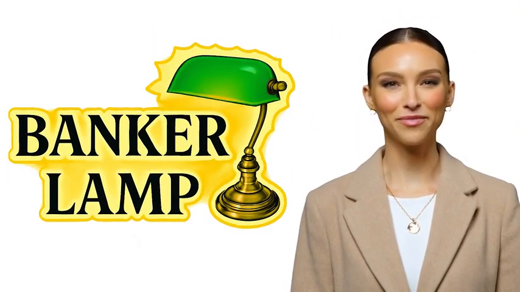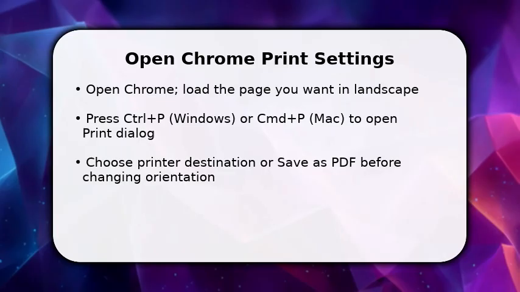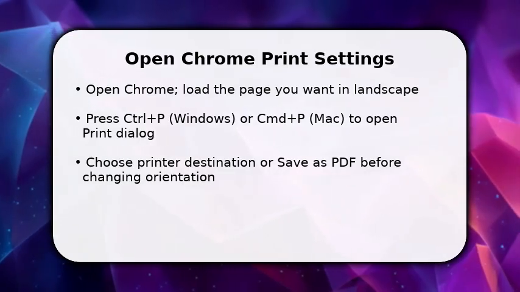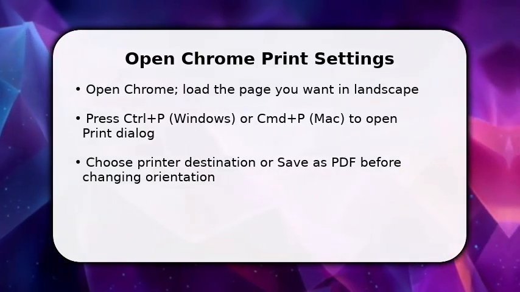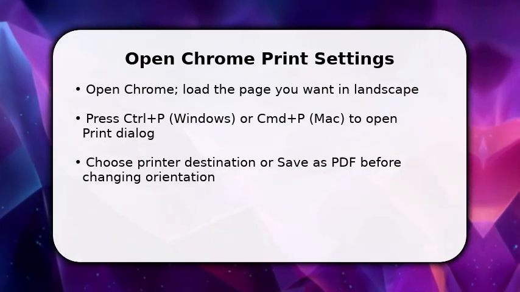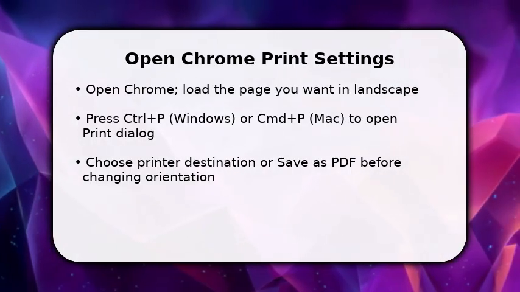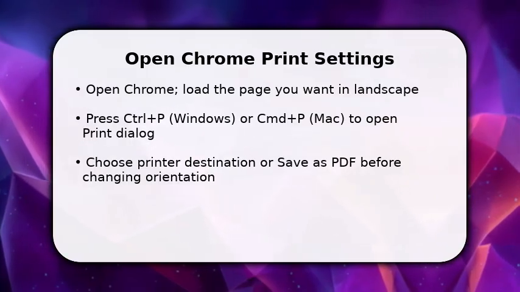Please enjoy the video. You start by opening Chrome and loading the exact page you want to print or save. Once done, press Ctrl+P on Windows or CMD+P on Mac to open the print dialog. This puts all layout controls in one place.